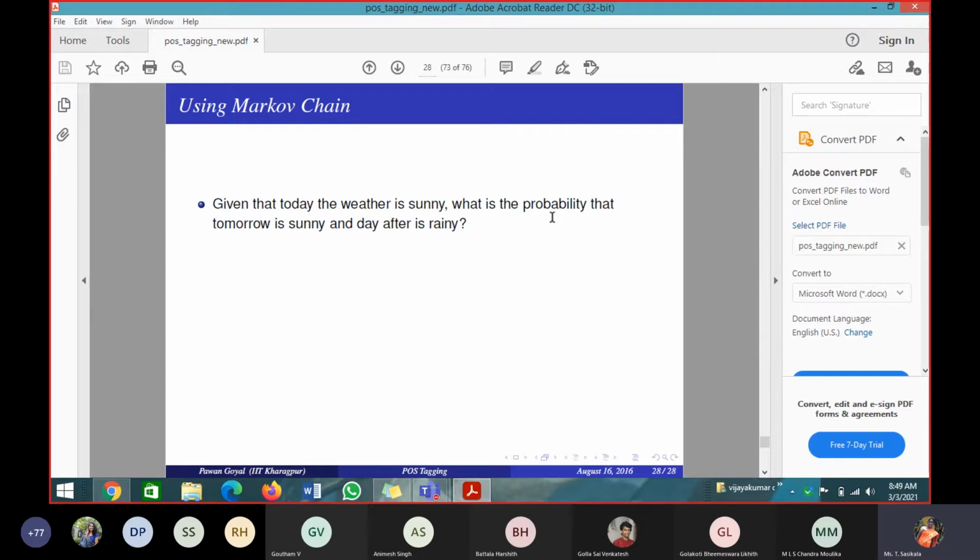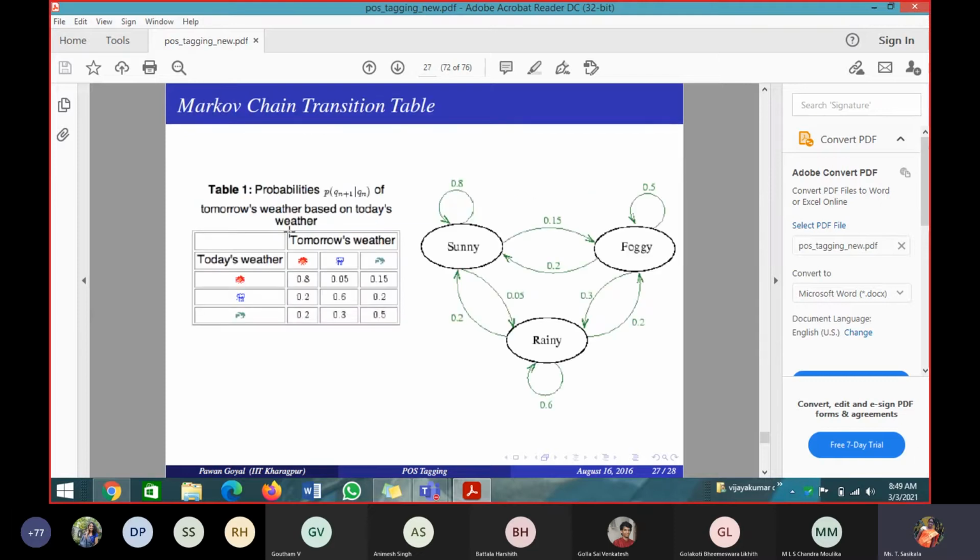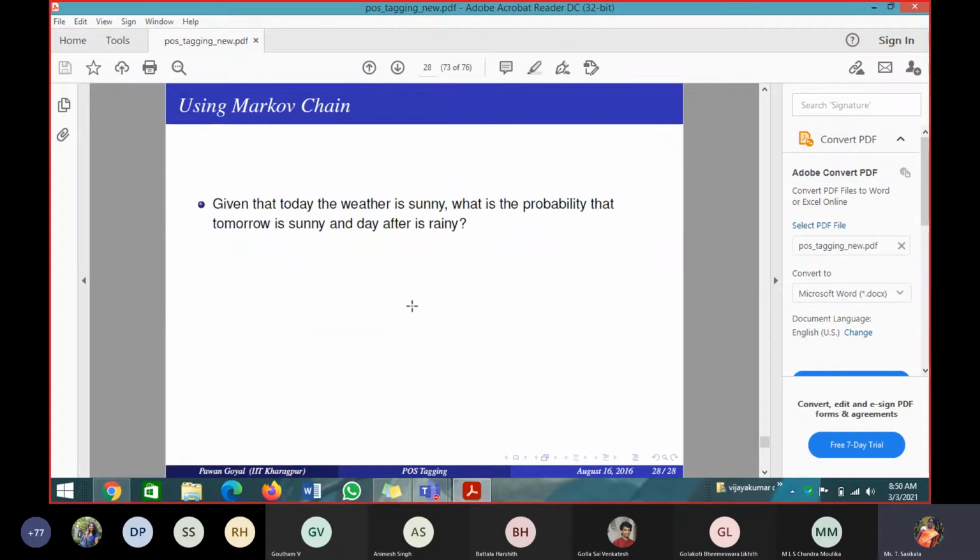First question. Given that the weather for today and tomorrow is given in the form of a table, the first thing is to draw the state transition diagram for this table. Have you all drawn the diagram in your notebook? Yes or no? Yes, ma'am.